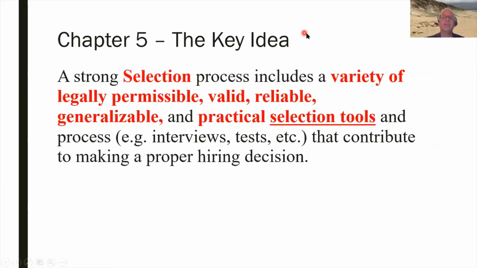Okay, so key idea for this chapter here is a strong selection process includes a variety of legally permissible, valid, reliable, generalizable, and practical selection tools and processes, like interviews, tests, etc., that contribute to making proper hiring decisions. Big mouthful. I'll just break it down briefly, and as always, we'll go through it in excruciating detail when we get to the lesson objectives.